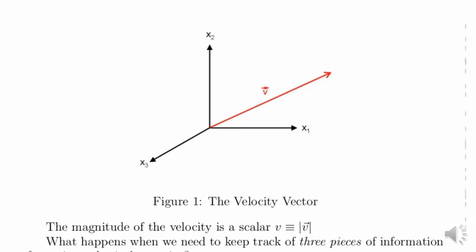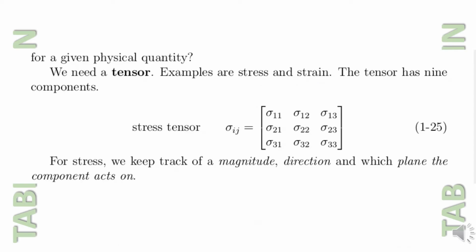What happens when we need to keep track of three pieces of information, as that vector is between the three coordinates? The magnitude is known but the specific direction we have to track. So we need to keep track of three pieces of information in our consideration, three kinds of information for a physical quantity. As three coordinates are involved, for that physical quantity we need a tensor. Examples are stress and strain. The tensor has 9 components.